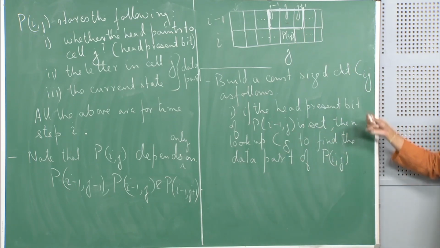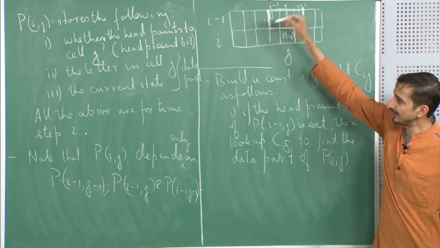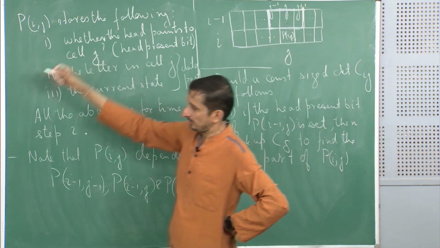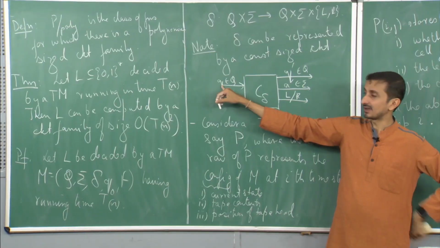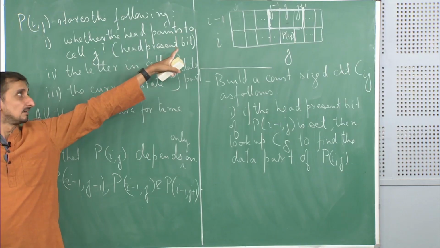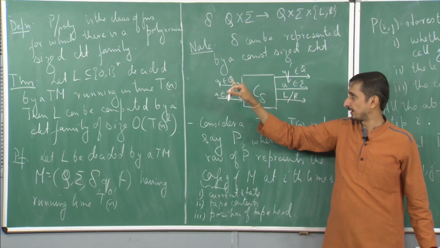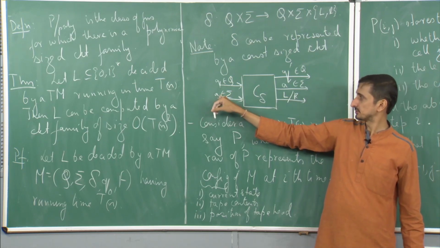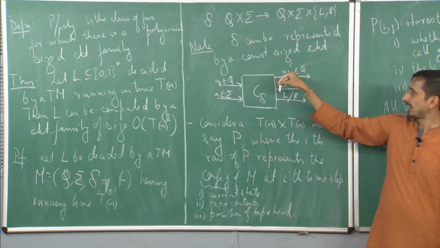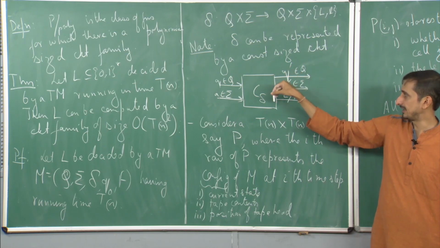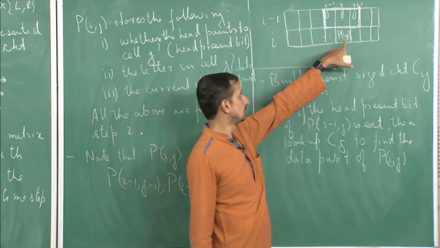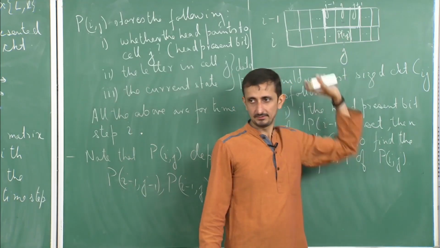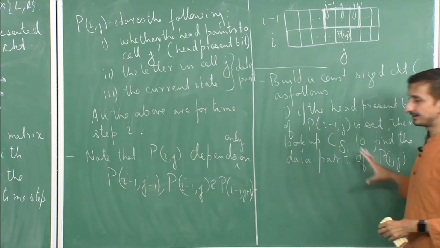to 1, it means that the head was pointing over here. Then I just look up the function C delta, that is, whatever was the current state in P(i-1, j), and whatever was the current letter in P(i-1, j), I just feed it to C delta and I get what Q prime and A prime I get, and I just put it over here. Okay. So, that is the data part.